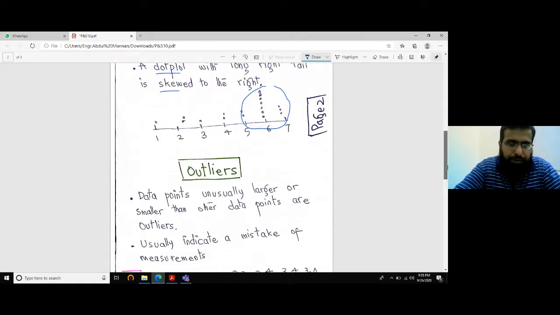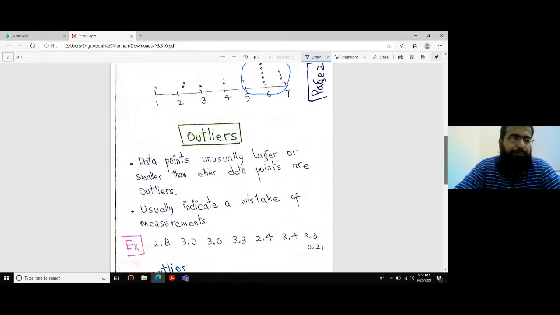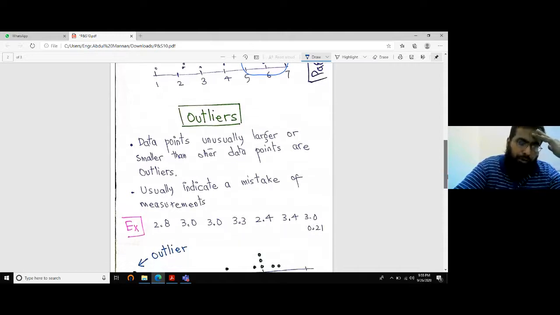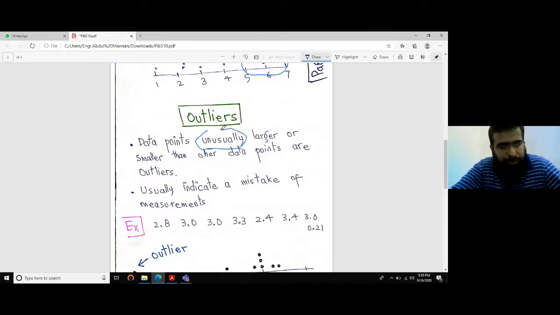One of the things that we'll study in this lecture is outliers. Data points that are unusually larger or smaller than other data points are outliers. Outliers means very far away from the rest of the data. What are they and why do we have outliers? These usually indicate a mistake in making measurements in a given data.